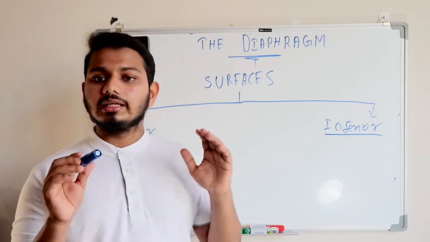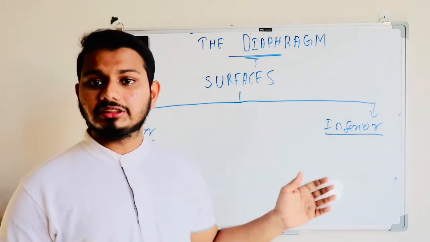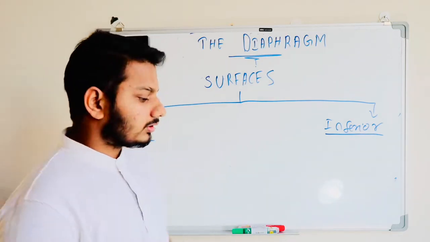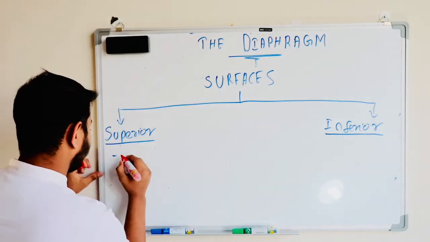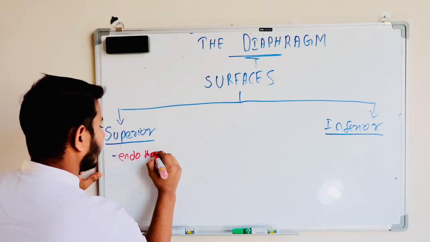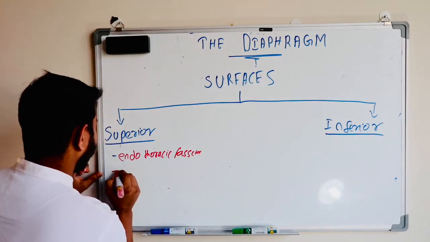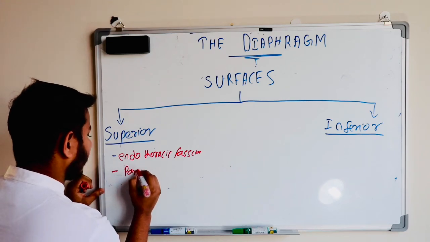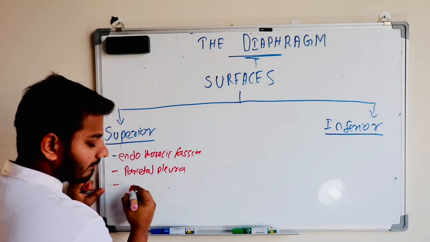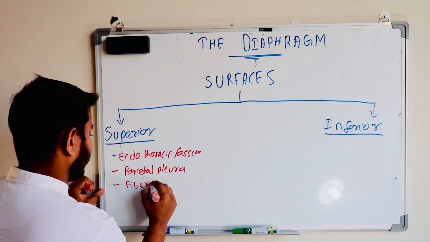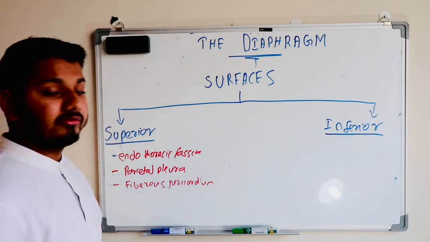The superior surface is covered by endothoracic fascia, parietal pleura, and by fibrous pericardium, which is directly attached to the central tendon.